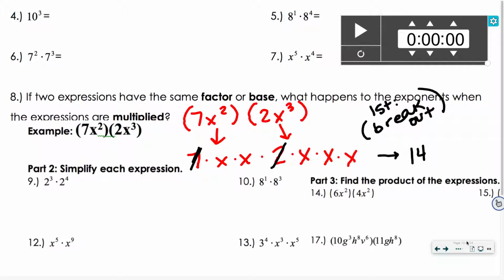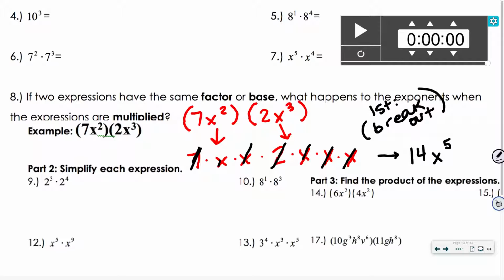So we have 14. What else do we have? The x is x, 1, 2, 3, 4, 5, 6, 7. So x squared and x to the third. x times itself how many times? 5. So x to the fifth. Wait, hold on. I need to write that down.